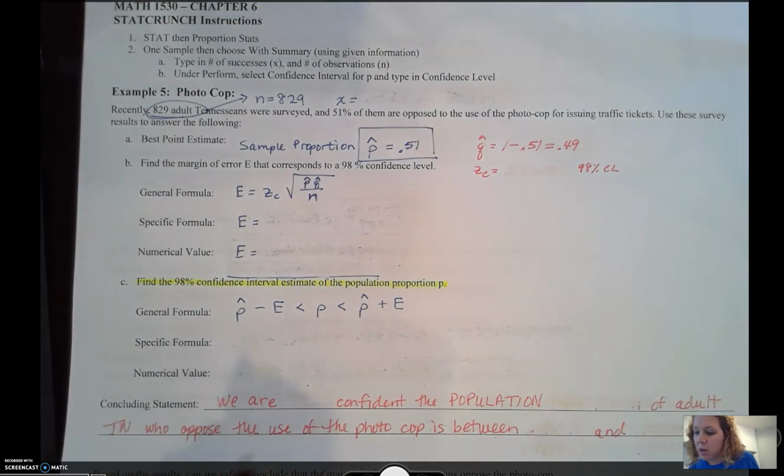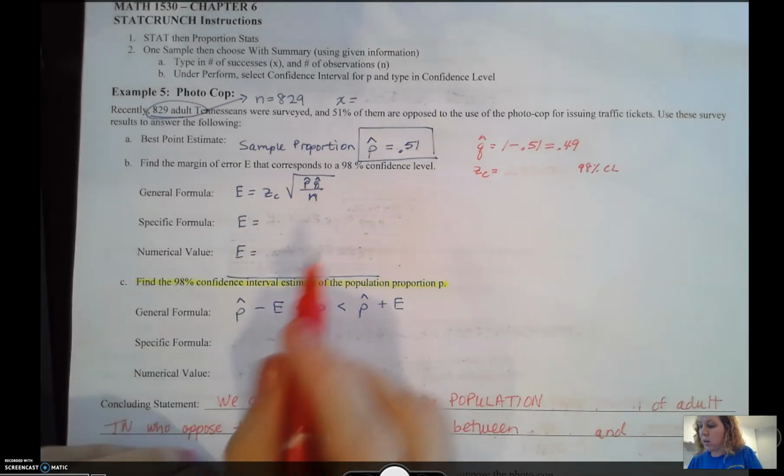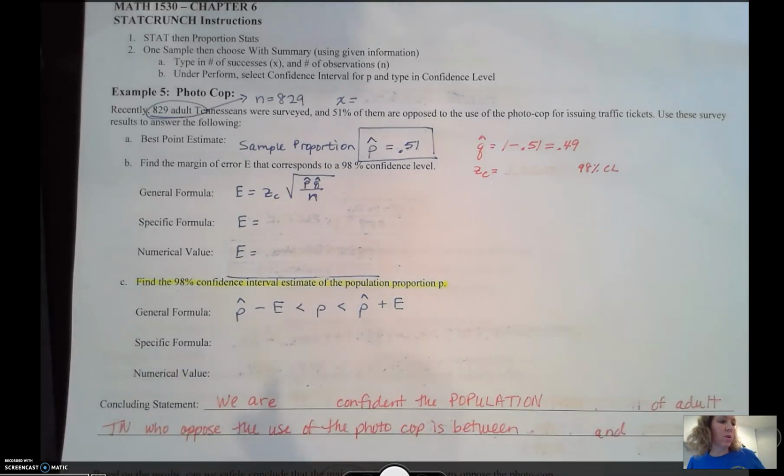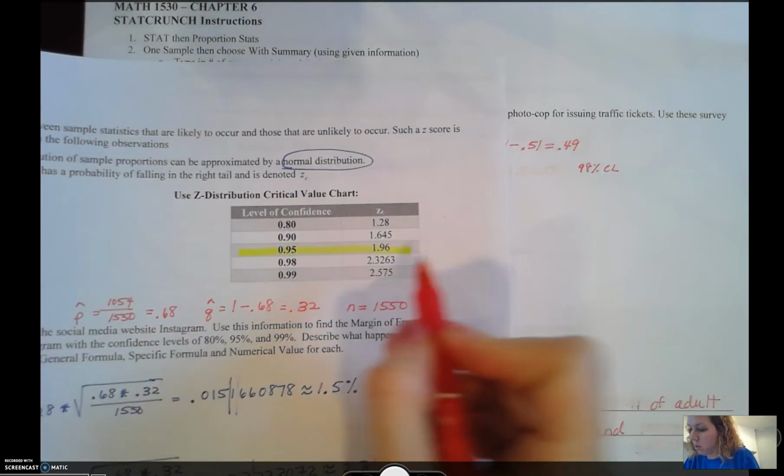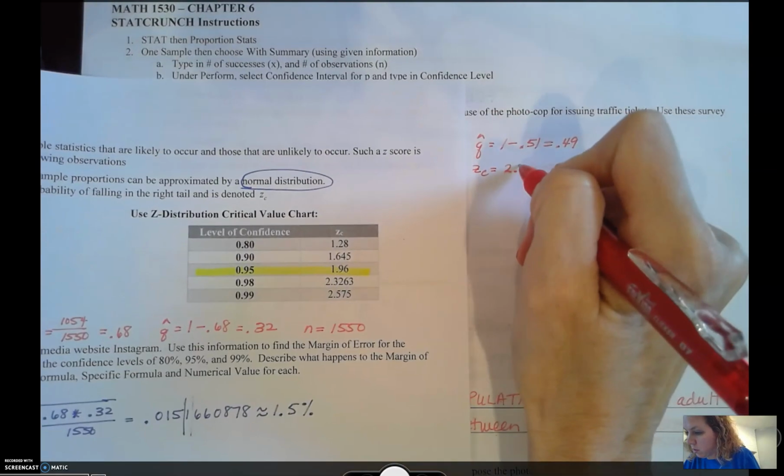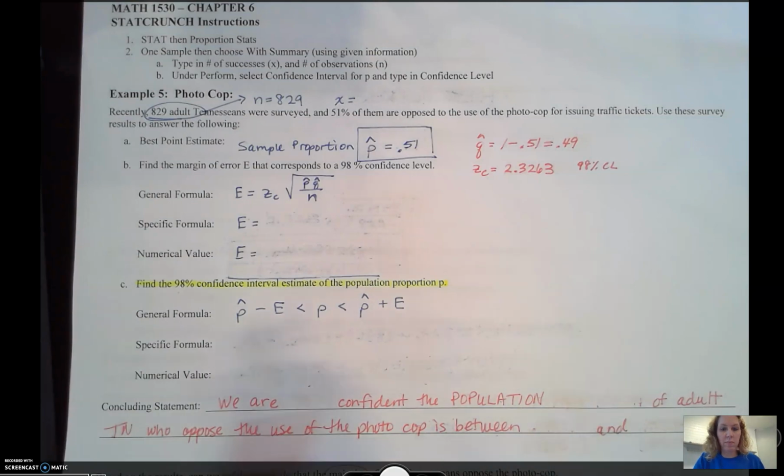Next, to get our margin of error, we're going to have to use the formula: z critical value times the square root of p hat times q hat over n. Our z critical value, according to our chart from the other page, is going to be 2.3263 for the 98% confidence level.